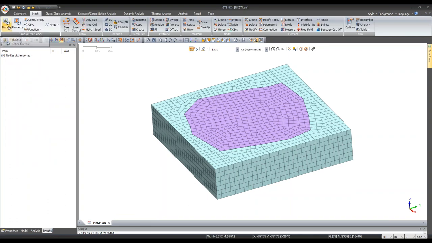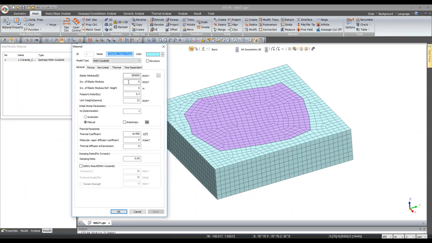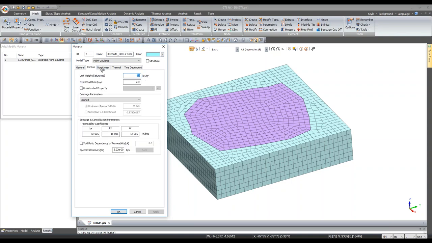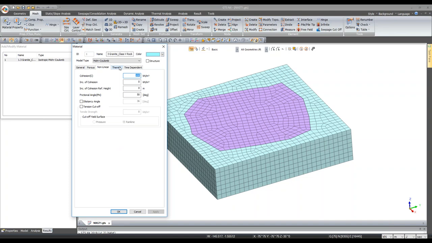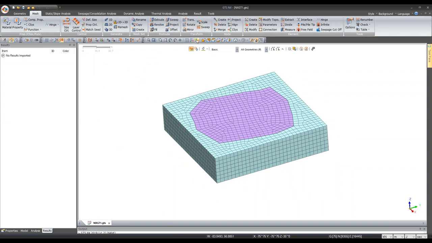Here, what I have given is a material similar to granite, but with somewhat less strength now. This is my strength in kilonewton per meter squared, and 21 is my unit weight. So this might be somewhat weathered rock, but still it has 21 to 22. And then I gave a cohesion value and a friction angle, and then I ran the analysis. Now we will see the results.